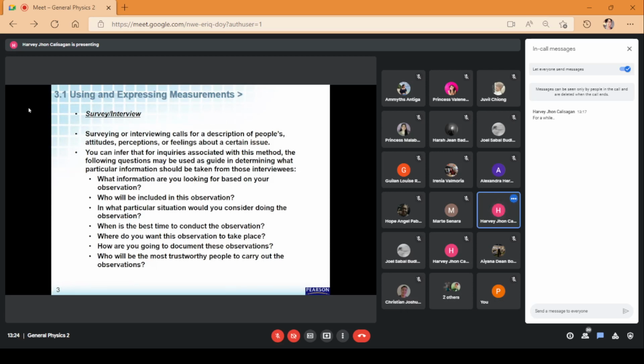And also, we have here: where do you want this observation to take place? How are you going to document these observations, and who will be the most trustworthy people to carry them out? Those are the things, or information, that you need to determine if we ask our respondents or interviewees to allow us to conduct an interview or survey with them. So we have to consider these following questions.